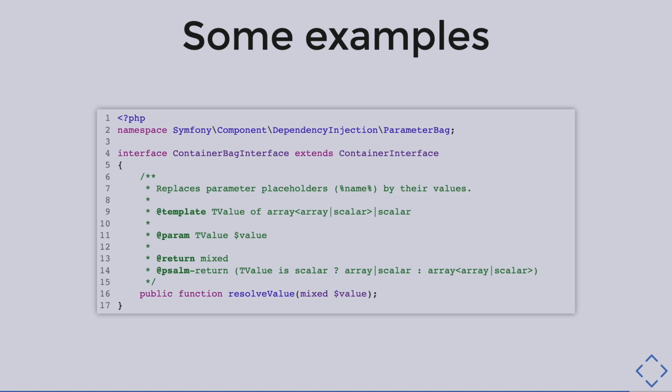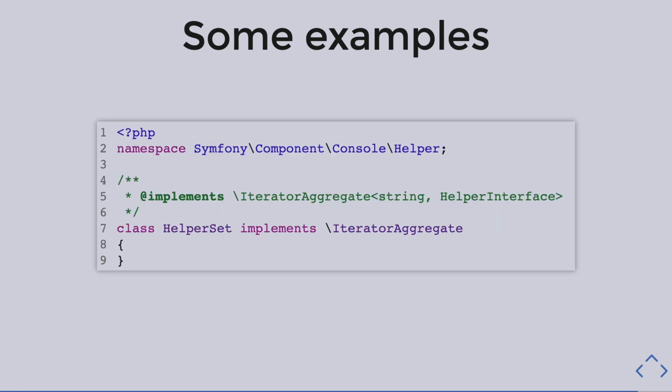Another example, in the dependency injection component, kind of tricky also. We have a template T-value, which is an array of array or an array of scalar or a scalar. The method takes a param of this template. It returns an array or a scalar if we add the scalar in parameters. Otherwise, an array of array or an array of scalar. Easy. Okay, kind of difficult, in fact, to read, but it works for our tools.